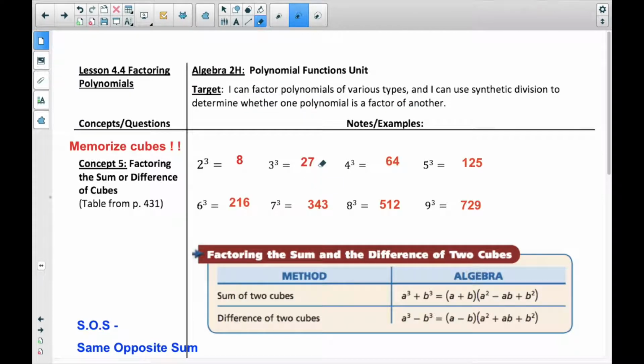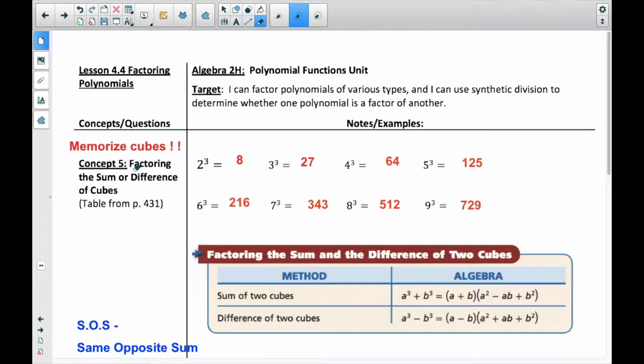Okay, so here's the deal with perfect cubes: you really need to memorize them. Just like perfect squares, you just kind of know what they are in your head, so that when you have to do something with a perfect square, you know what the perfect square is. Well, same thing with cubes. You need to memorize them so that when things pop up, you go faster.